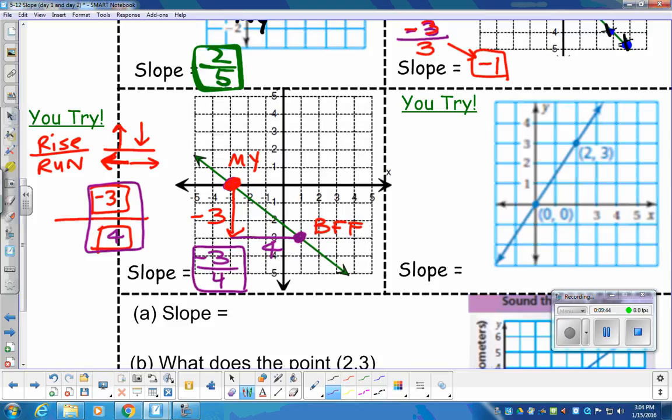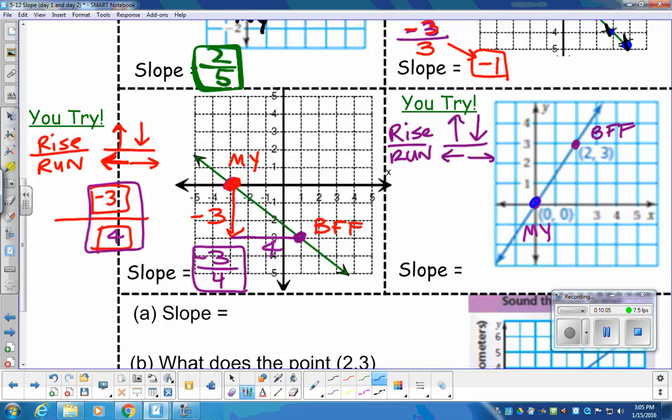Okay, 7th grade, over here then. My hotel room is on the furthest to the left. My best friend's hotel room is here. Our movement is called rise divided by run. Up and down on top, left and right on bottom.